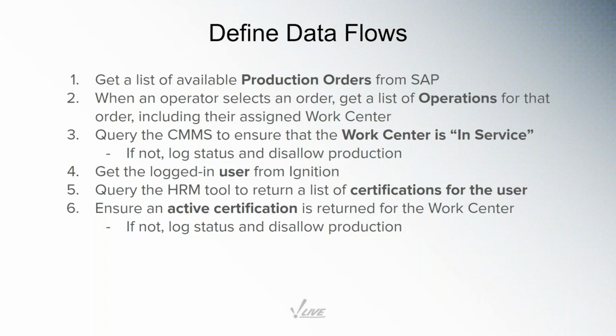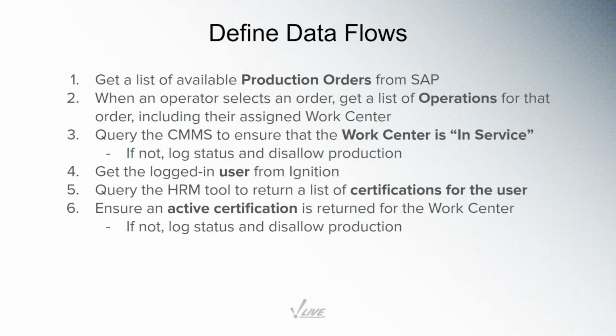Then we want to talk to the CMMS system and figure out, okay, for the work center, for the operation, I'll show you what this looks like visually in a little bit, but for that work center, what's the status of it? Is it actually in service? If it's not, we want to log that it's not, and we want to make sure that production is not allowed.